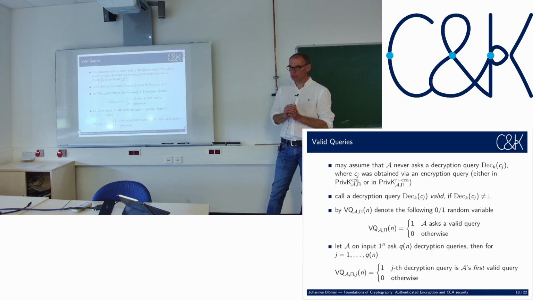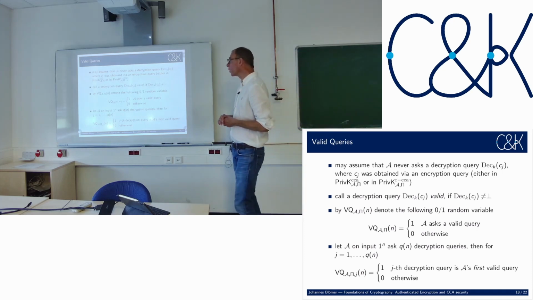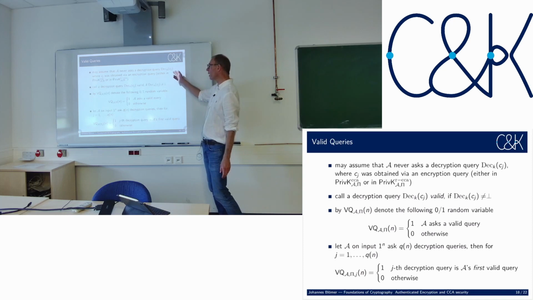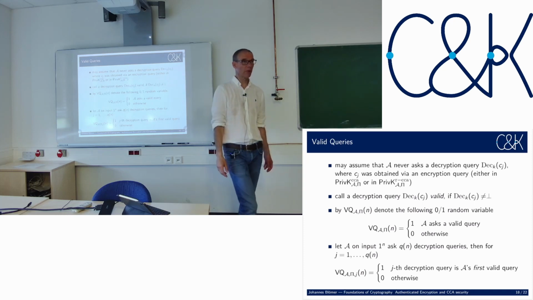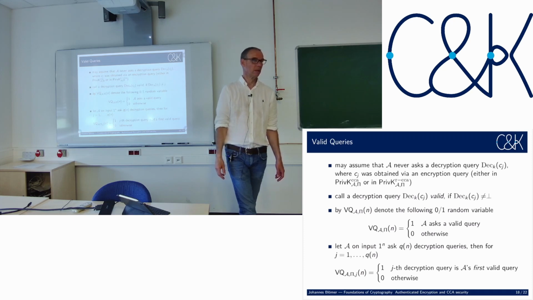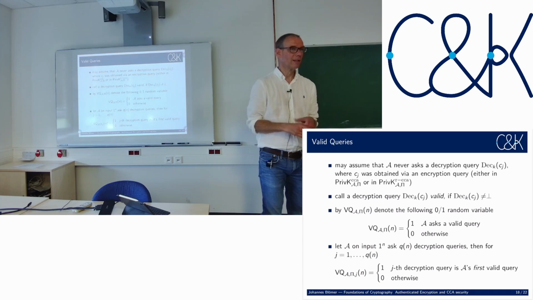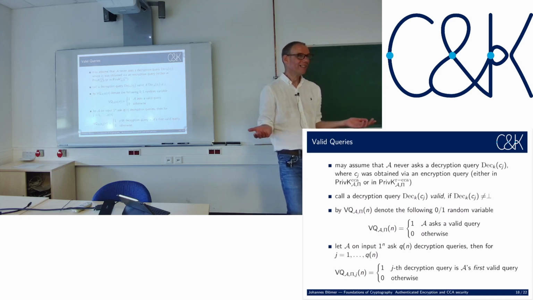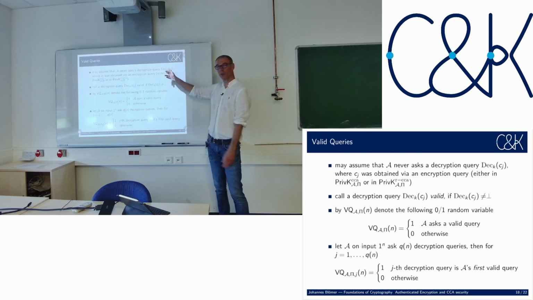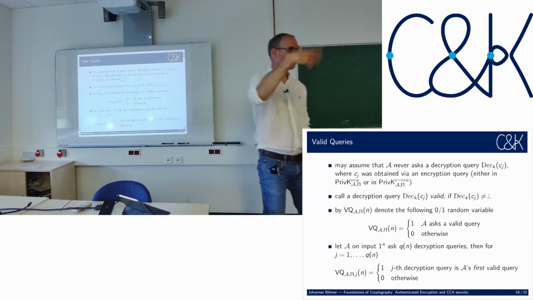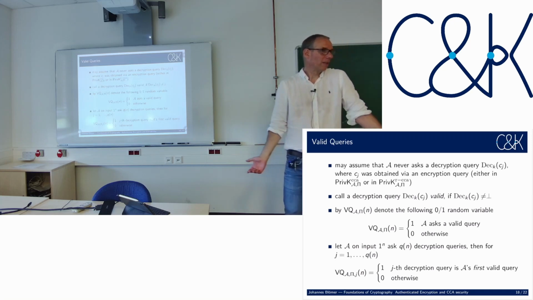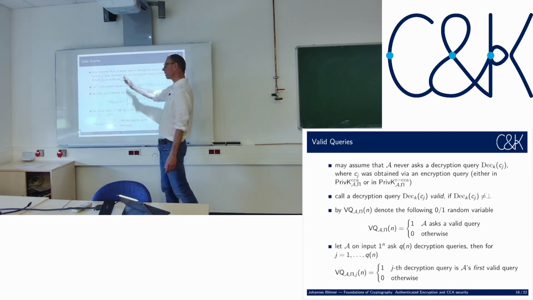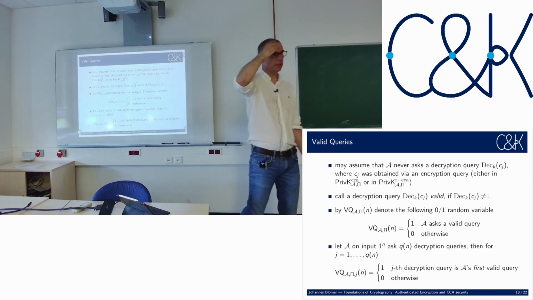Now let's define these valid queries. And what we assume, it's just a simplification, we assume that A never asked the decryption query on a ciphertext CJ where CJ was obtained by an encryption query. If A does it, replace it by an A that does not do that, because he already knows the answers. It's PJ, right? If CJ was obtained as an encryption query, just answer with PJ. That was your own query. So it's not useful for him anyway. And that is maybe, if it occurs in the CCA game for A, then it also occurs in the RCCA game, say.